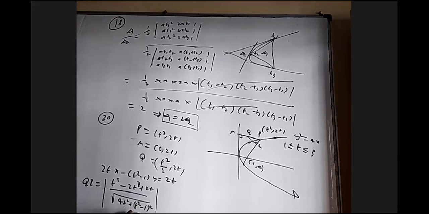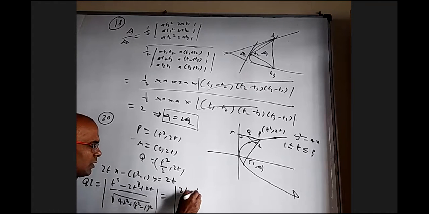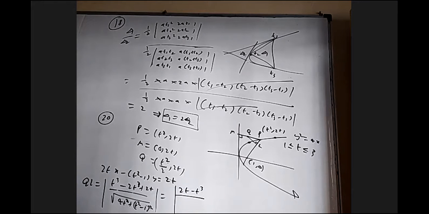This is like a minus b whole square plus 4ab, so it is a plus b whole square. This is minus t cube plus 2t, that is 2t minus t cube, which is positive between the limits. This is t square plus 1. Root and square is gone. So between 1 and 3, what is the minimum value of this? That is what they want.